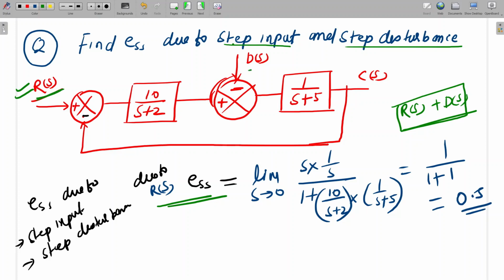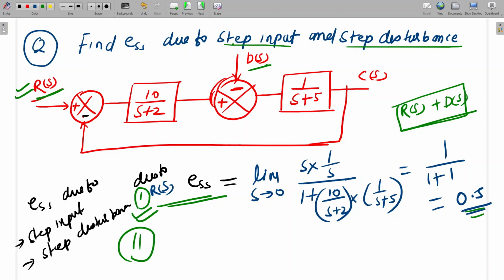So what will be due to the step disturbance input? Question 2. This is question 1, already I have solved. What will be the error due to a step disturbance input? Is it clear, this first explanation? Hello, can anyone reply?